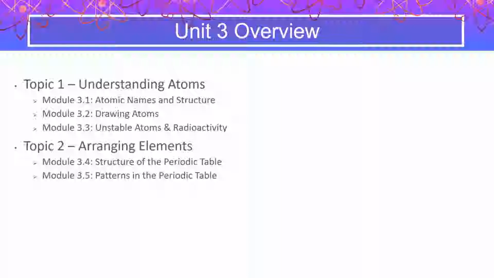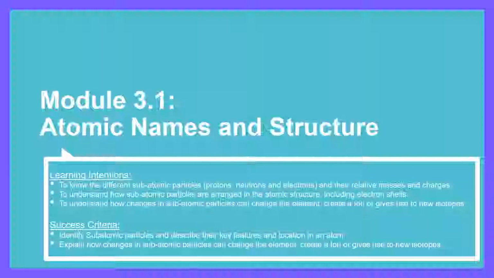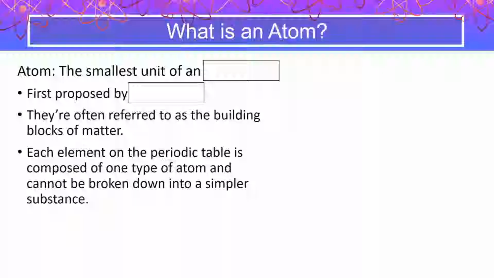And then we're going to look at how we arrange atoms of different elements, and that's where we're going to get into the periodic table and look at its structure and some of the patterns that pop up in it. So we're going to get started now with module 3.1, where we're going to look at atomic names and structure. So you can see there our learning intentions and success criteria. Feel free to pause the video and read through that, but we're going to get straight into it.